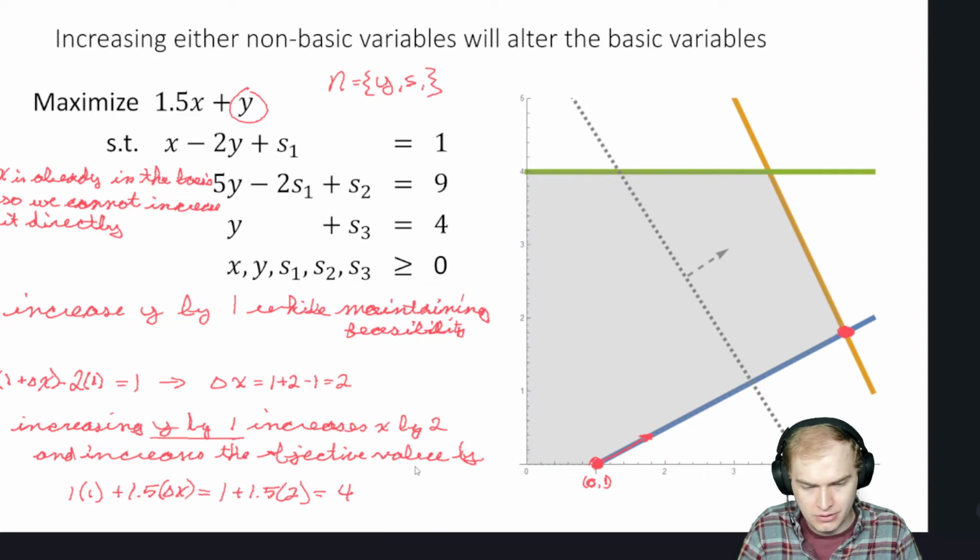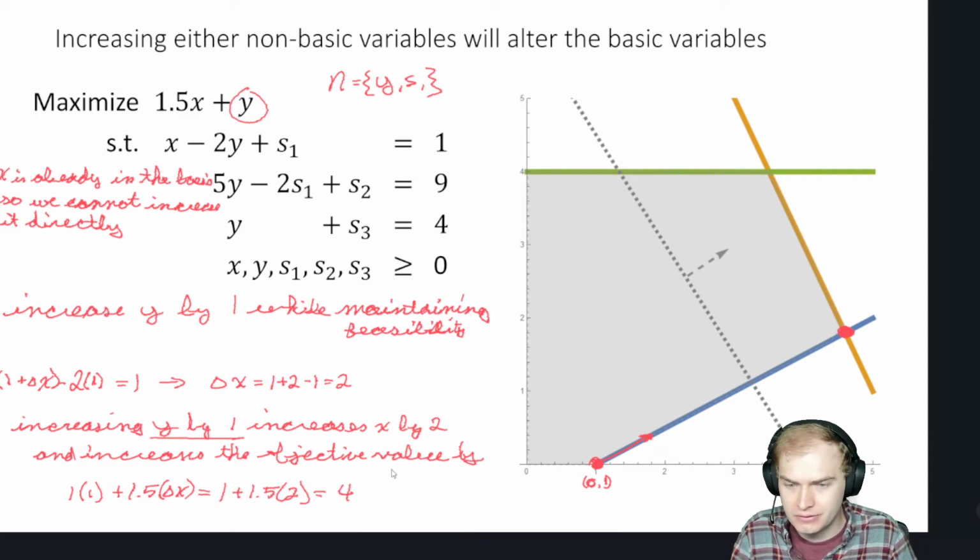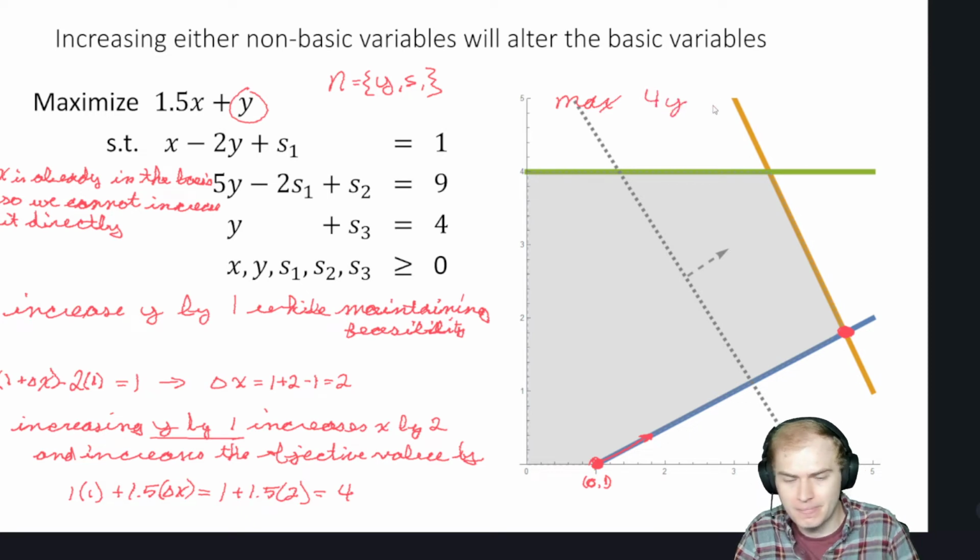So we ought to have a new objective of maximize 4y. And then doing the same analysis on s will show us that increasing s by 1 decreases x by 1.